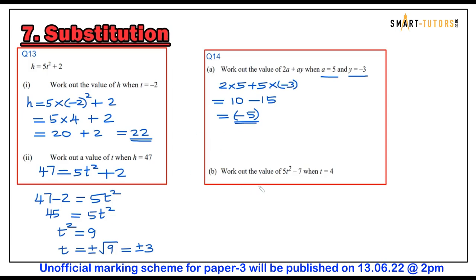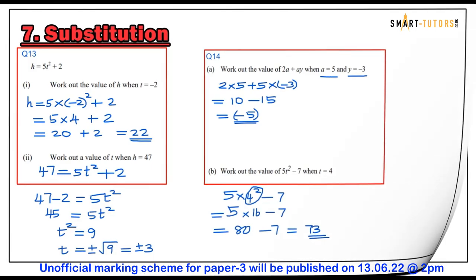And the B part, work out the value of 5t squared minus 7 when t equals 4. So 5 times 4 squared minus 7. So please, when you're typing the calculator, don't multiply 5 times 4 first. The 4 squared needs to be calculated first. So keep the 5, times 4 squared is 16, minus 7. So 5 times 16 is 80, minus 7. The answer is 73, the correct answer for topic number 7.